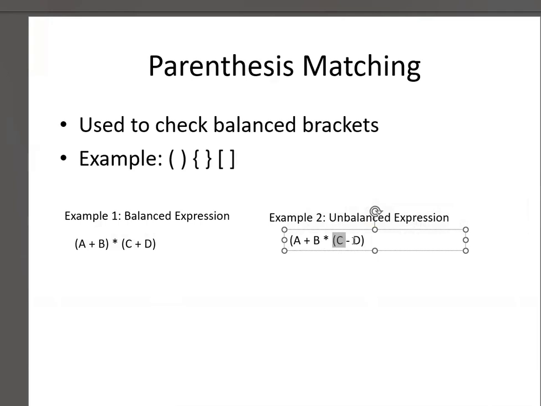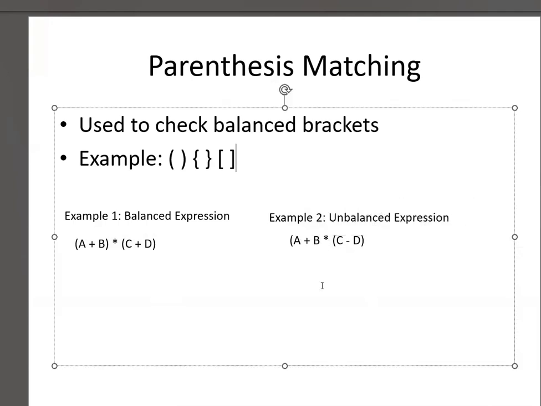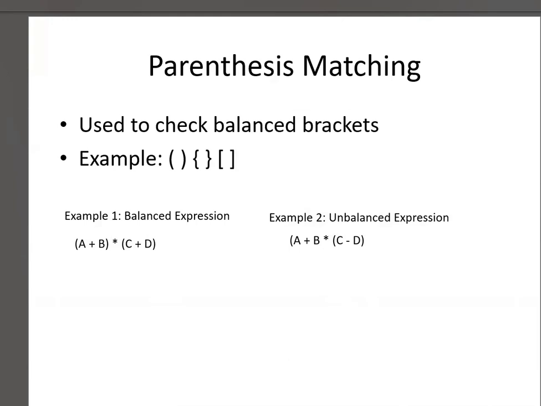You are closing C minus D, that is closing, and opening as well. You are opening the round brackets but not closing them, that is an unbalanced expression. So this will be the error, you can say. Your compiler will tell you the error in that. All right. Now next we have function call.